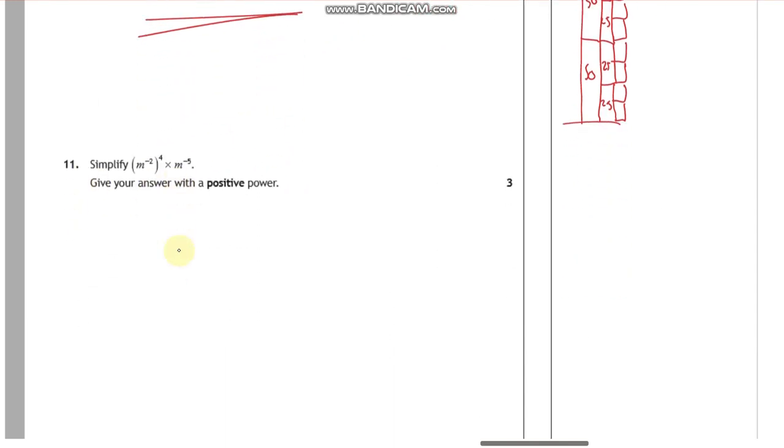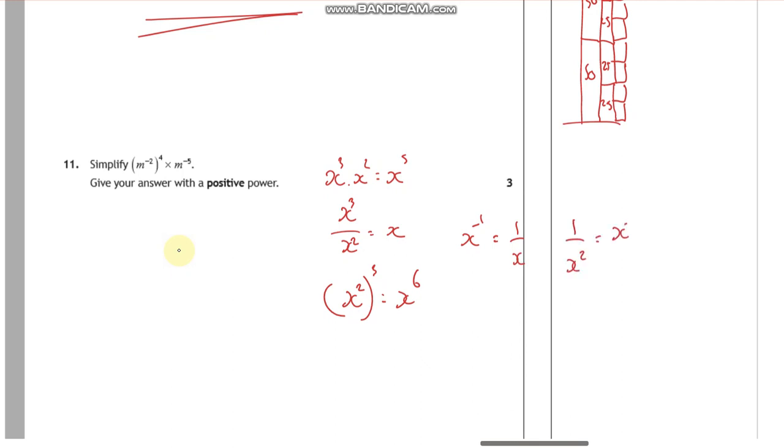This one, your power rules, you should be thinking to yourself, okay, if I times, I'm adding my powers. If I divide, I am taking them away. And if I do a power law, I am multiplying them. That's about it. And also, if I say x to the negative 1, that's the same as 1 over x. If I say 1 over x to the 2, that's the same as x to the negative 2. Okay, so in a nutshell, that is your rules.